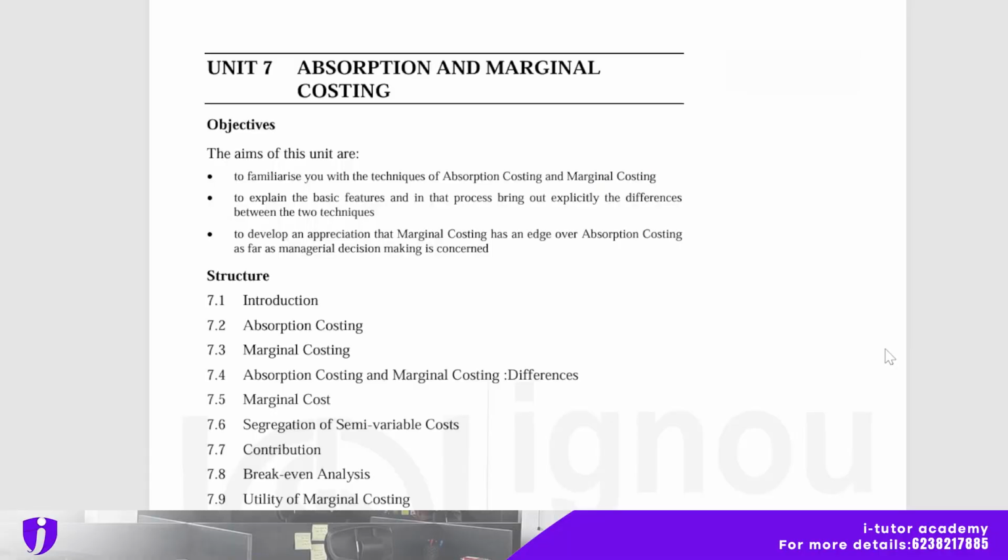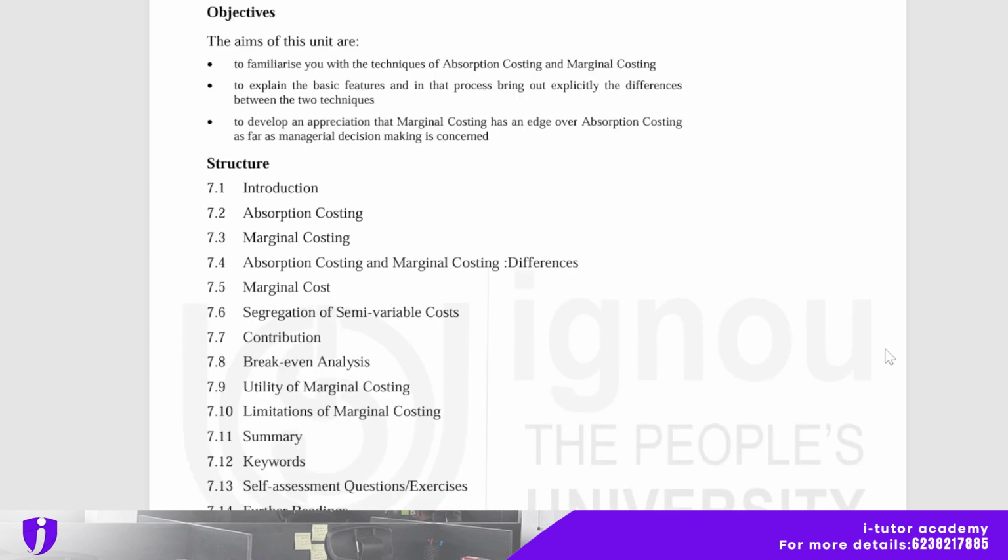In today's session, we will start with Unit 7, Absorption and Marginal Costing of MMBC 004. So let's see the objectives of this chapter: to familiarize you with the technique of absorption costing and marginal costing, to explain the basic features and in the process bring out explicitly the difference between the two techniques, also to develop an appreciation that marginal costing has an edge over absorption costing as far as managerial decision making is concerned.